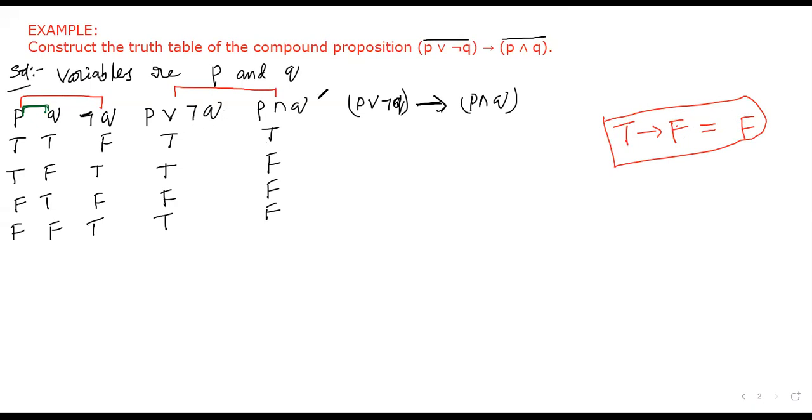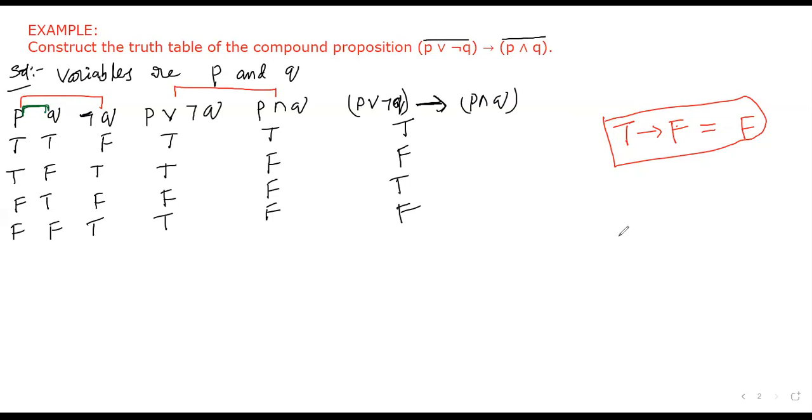See the first one. P or negation Q is true, and P biconditional Q is true, true. Therefore, the result is true. The next one, false. Next, false, true. The next, true, false, false. This is the problem.